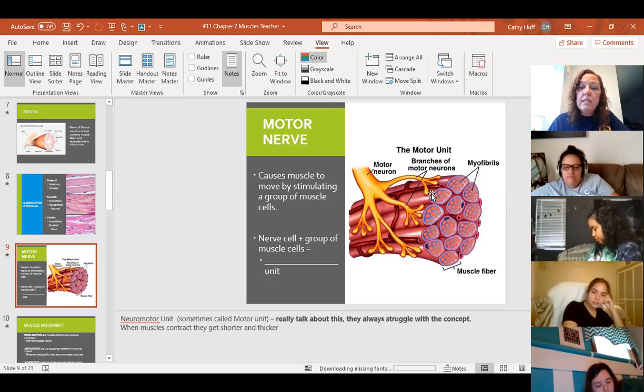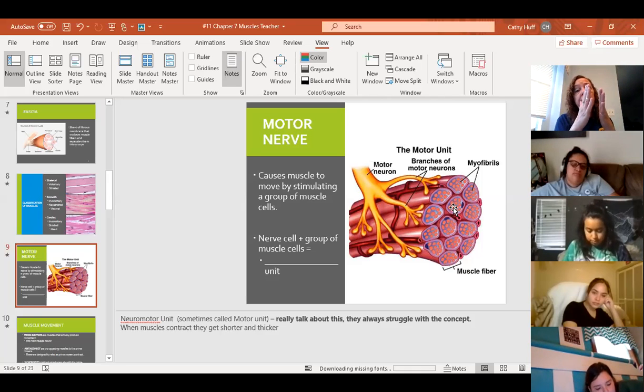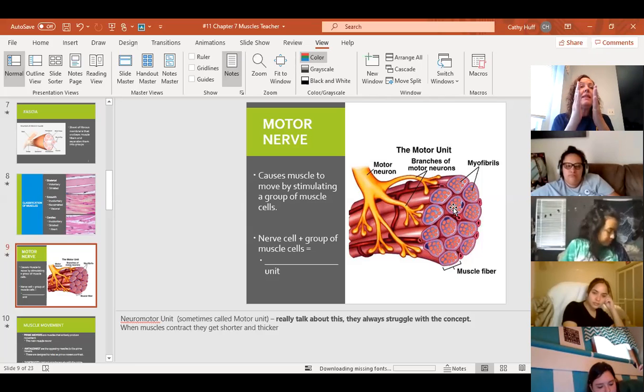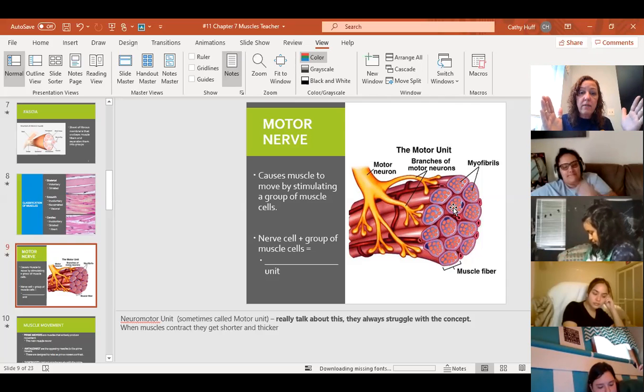Once I get to the nerve that is connected to this specific group of muscle fibers, what happens is I'm going to send a little signal. I'm going to send a chemical into this muscle fiber that tells it to contract. When I no longer want the muscle to contract, the little signal goes away and the muscle relaxes. When the muscle contracts, it gets shorter and wider.